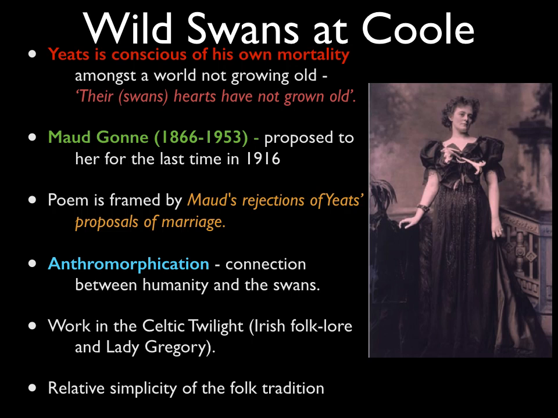The work in the Celtic twilight, and this is an interesting one here. This is twilight in the poem. Twilight, of course, is the period before nightfall. It's the late afternoon, and Yeats sees himself very much at Coole Park in the late afternoon of his own life. And in Irish folklore, and at Lady Gregory's here, there is a significant cultural connection between this twilight of one's life and the surrounds that Yeats finds himself sitting amongst at Coole Park. There's a relative simplicity of the folk tradition, and that needs to be remembered when looking at Yeats's cultural context.